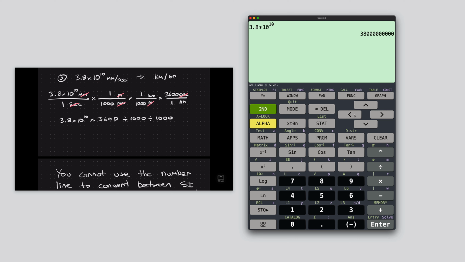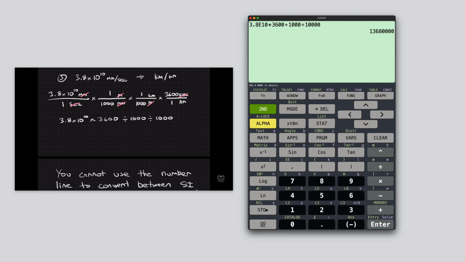There are other buttons that are meant to do this. So we're going to go 3.8, and it's this double E right here. You can see it's green, so I have to put a second, and it just puts one E up top. And then I'm going to put the number, which is 10. I'm going to multiply that by 3,600, and then divide that by 1,000 and divide it again by 1,000.